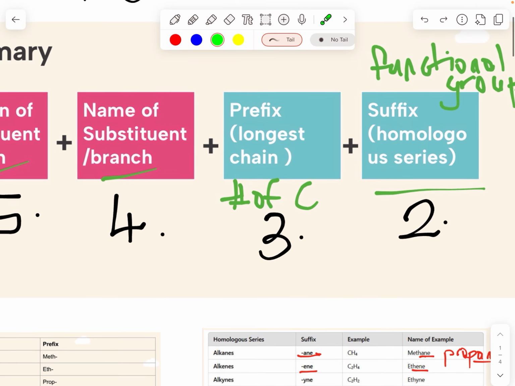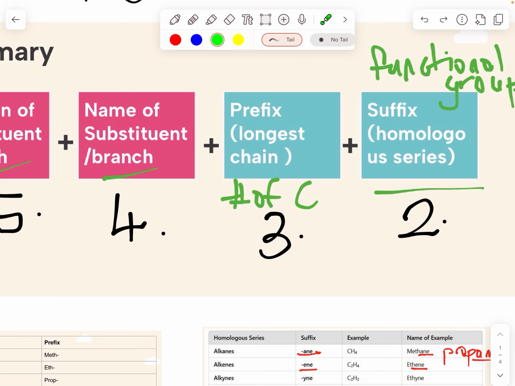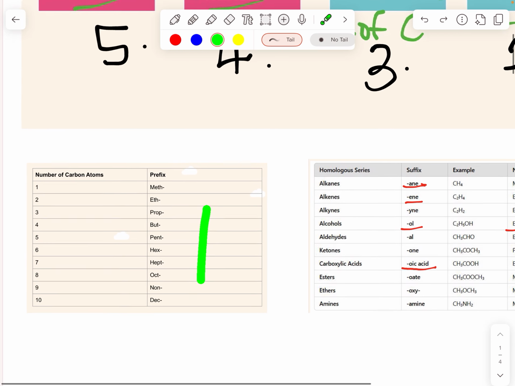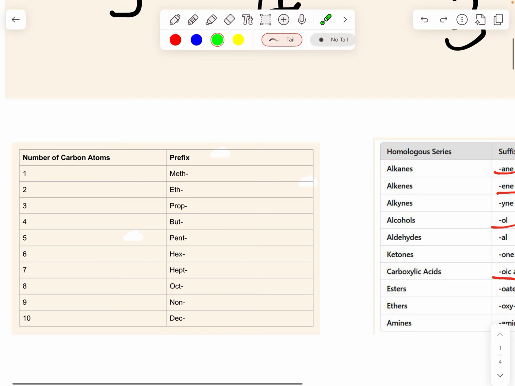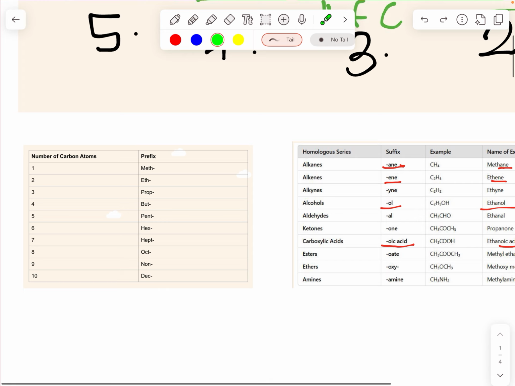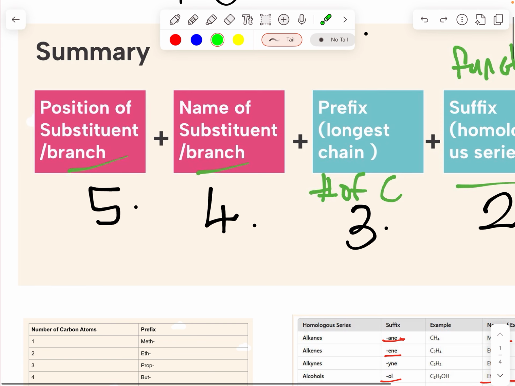And then we're going to name the prefix, and remember that the prefix tells us the amount of carbons present. So for example, 1 carbon is meth, 2 eth, 3 prop, 4 but, 5 pent, 6 hex, 7 hept, 8 oct, 9 non, and 10 dec. The next thing that we're going to do is name the substituent.